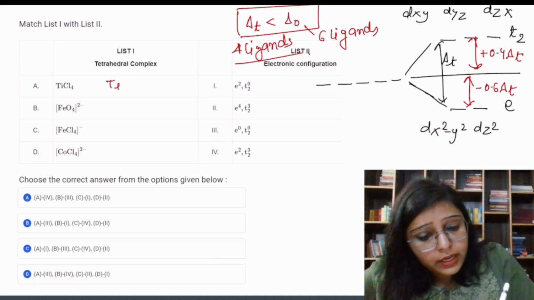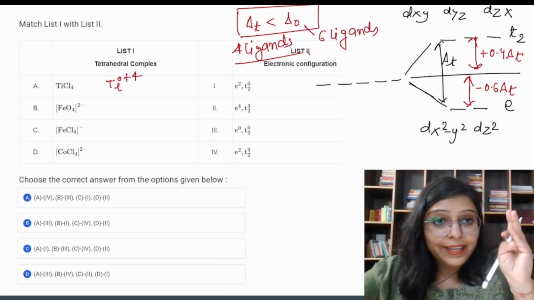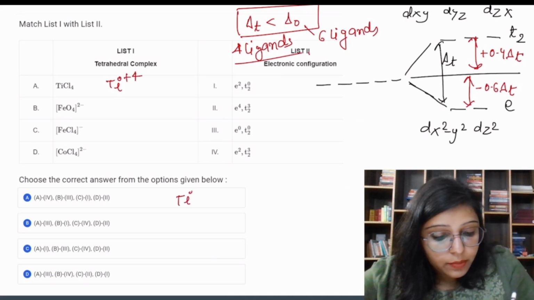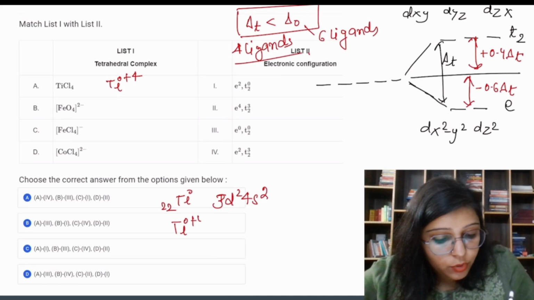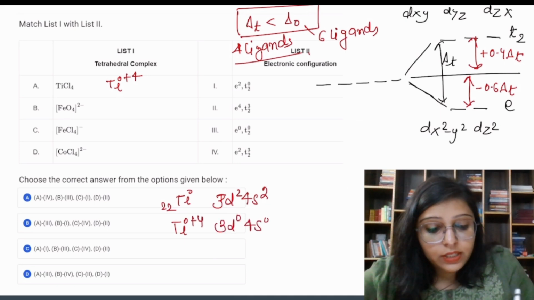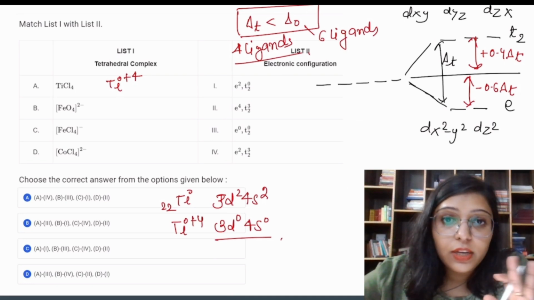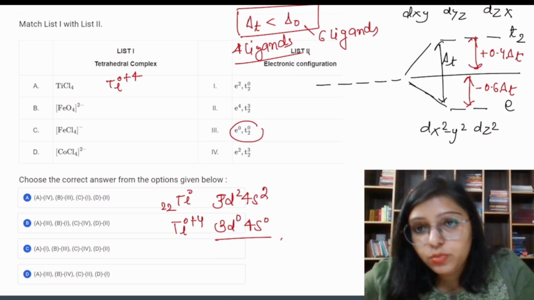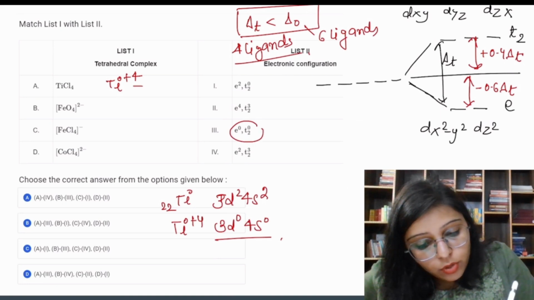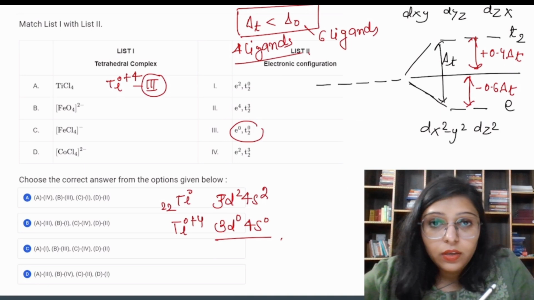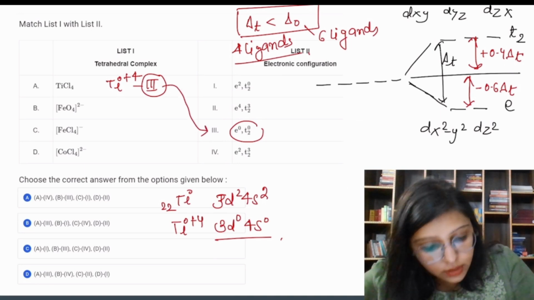TiCl4. So here Ti is in +4. Scandium, titanium, so titanium is 22. So 3d2, 4s2. Now titanium +4 means everything is 0. 3d 0, 4s 0. We do not have any electron in 3d. So the configuration is going to be E0 and T2 0. So A can be matched with option number 3. Okay, it can be matched with option number 3.